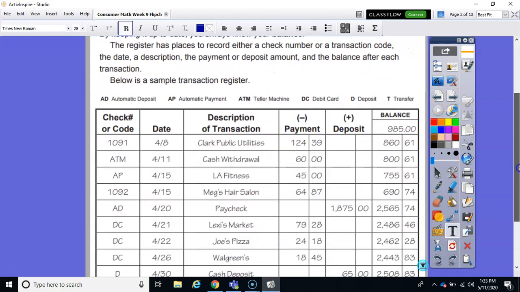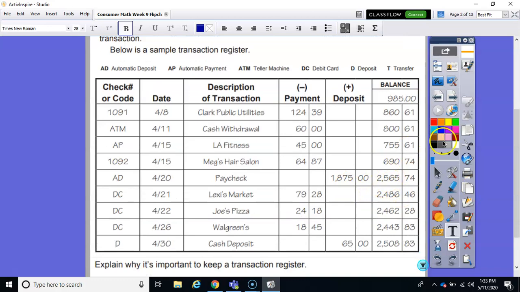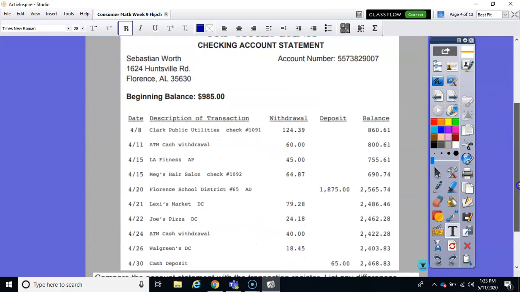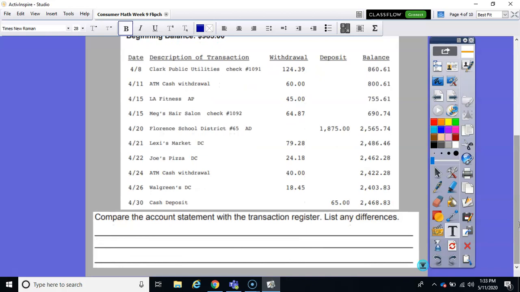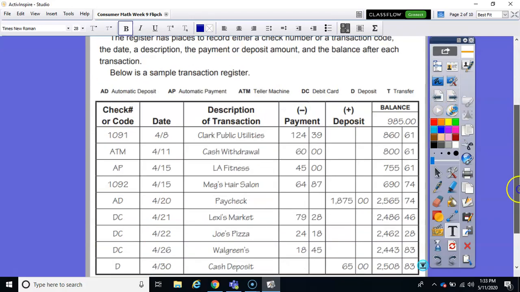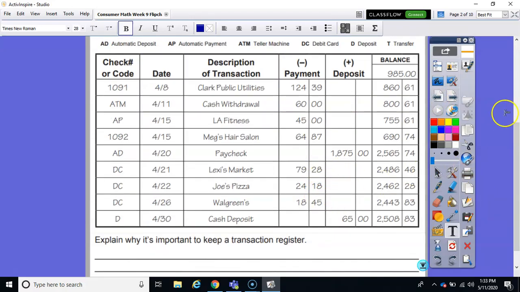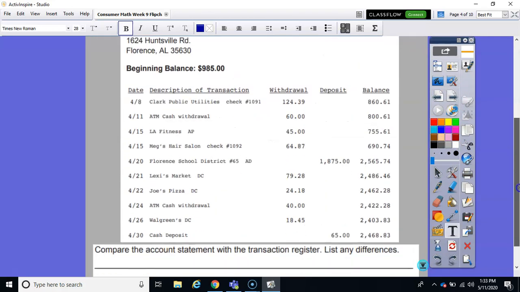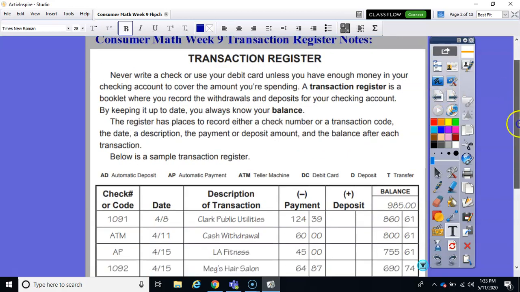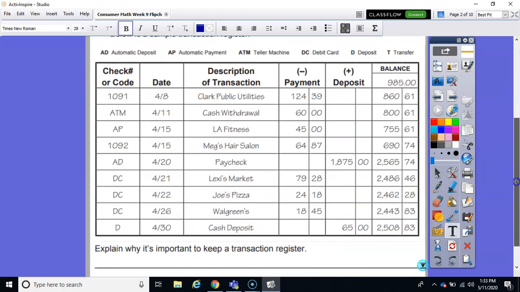That must be where this person works. Yep. And that's correct. And then Lexi's Market, and then Joe's Pizza, $79.28, $24.18. Yep, those look good. Let's check our balance, $2,462.28. Then we got ATM withdrawal, $40. Walgreens debit card, $18.45. Let's check those. Yep, looks good.